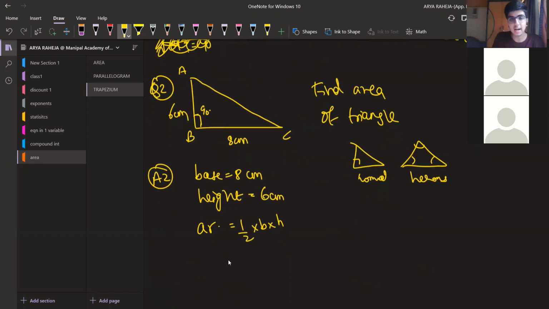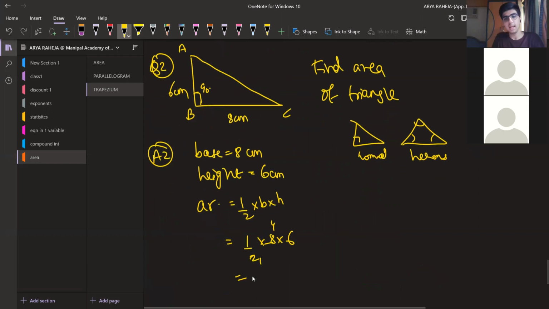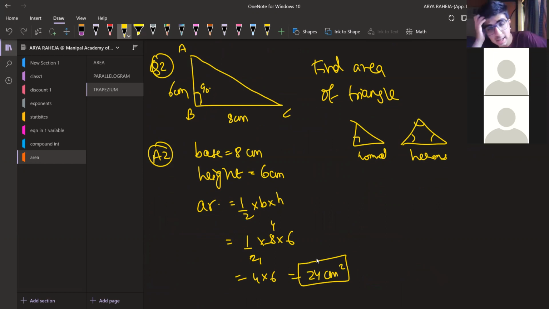So now area is half into base into height. So half into 8 into 6. So now 2 ones are 2, 2 fours are 8. So area is 4 multiplied by 6, which is 24 centimeter square. That is the area of this triangle. ये वाला बहुत easy type का method है क्योंकि इसमें the height is also given to us exactly. We are sure of the height. That's why you can use this formula.